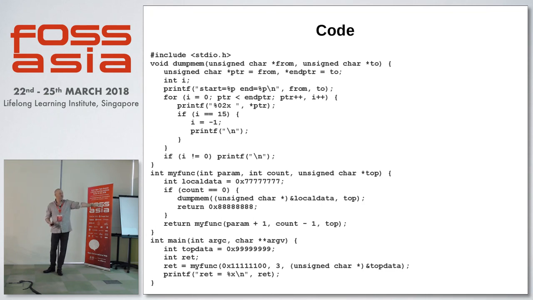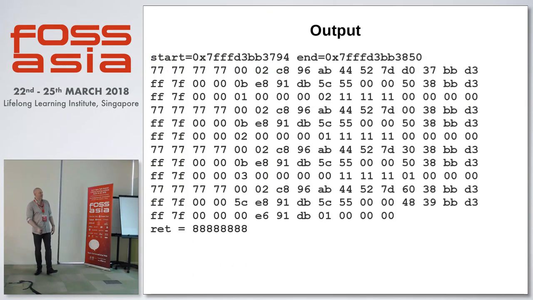Otherwise, I return the value from my function and I decrease. Three, two, one, and when it gets to zero, it'll just then head back because count has now gone to zero, and it'll increment the parameter count. So if you compile it and run it, you'll end up with memory like this. That's your stack. That's what's sitting there, a lot of zeros.